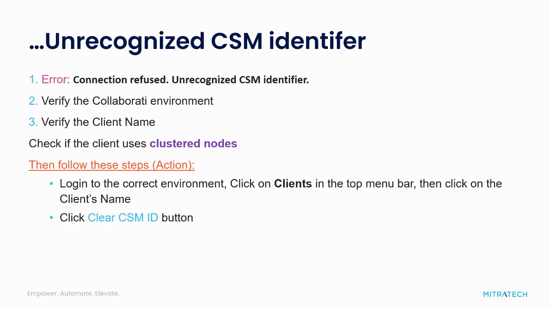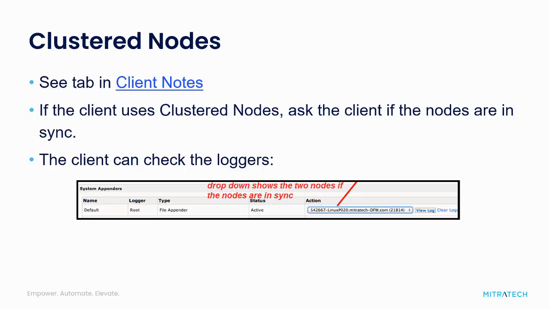Then follow these steps. Log into the correct environment that matches number 2. Click on Clients in the top menu bar, then click the client's name that matches number 3, then click Clear CSM ID button. There is a tab in the client notes that gives more information about the clustered nodes. If the client uses clustered nodes, you could ask the client if the nodes are in sync.